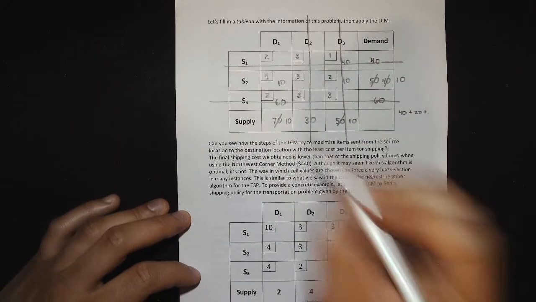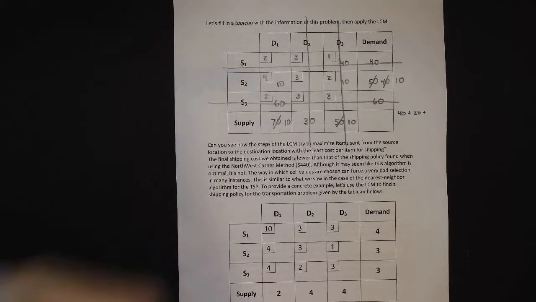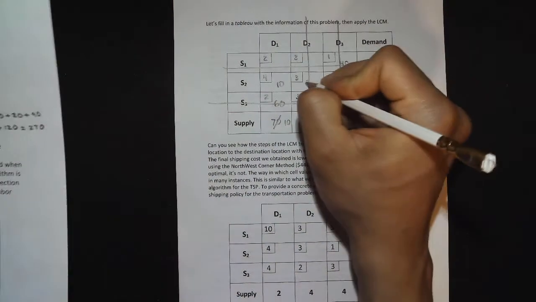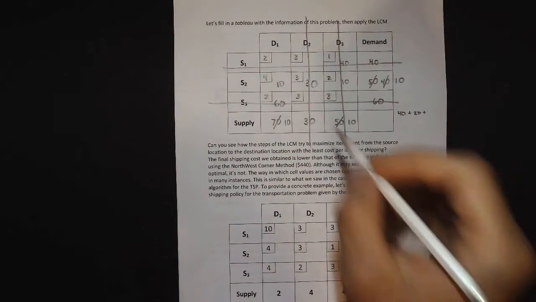Am I missing something from this? I think I might be. This might not be the entire allocation. Yes, I'm missing 30 here. Okay. All right, so where were we?